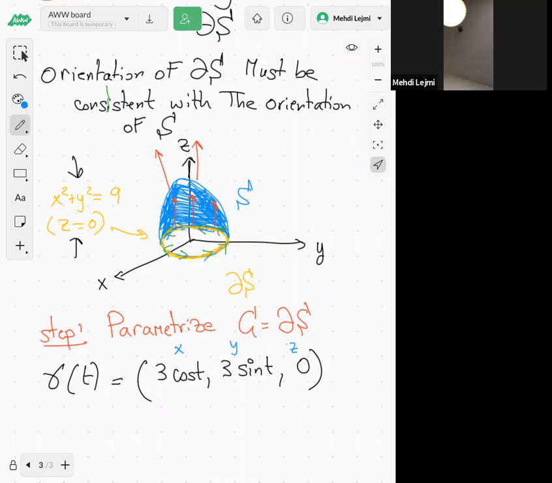And of course, I'm using just one parameter here, which is parameter t, because this boundary is a path, so it's a one-dimensional space. So we use just one parameter. And when you do x squared plus y squared, that will be equal to 9, and z is 0. And of course, the domain here is t between 0 and 2 pi.